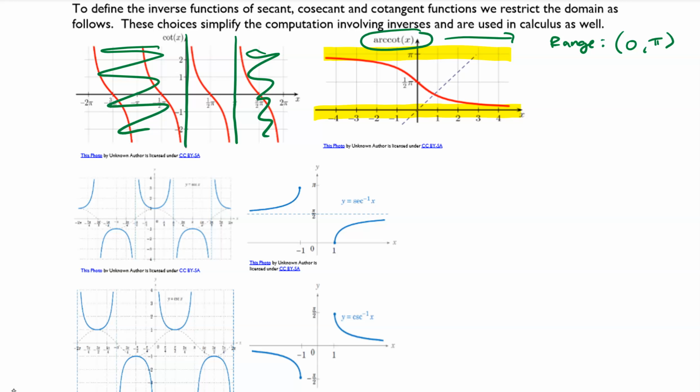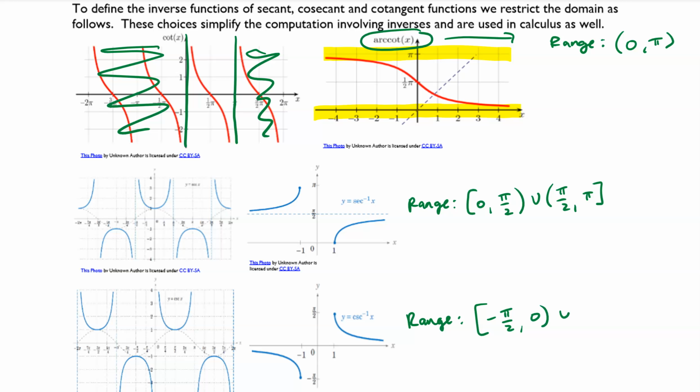And then if you look at these ones, the range of secant inverse is going to be 0 to pi over 2, excluding pi over 2, union pi over 2 to pi, brackets. And then for cosecant inverse, our range, as we can see from the graph, is negative pi over 2 to 0, union 0 to pi over 2. So this helps us think about the inverse trig functions.